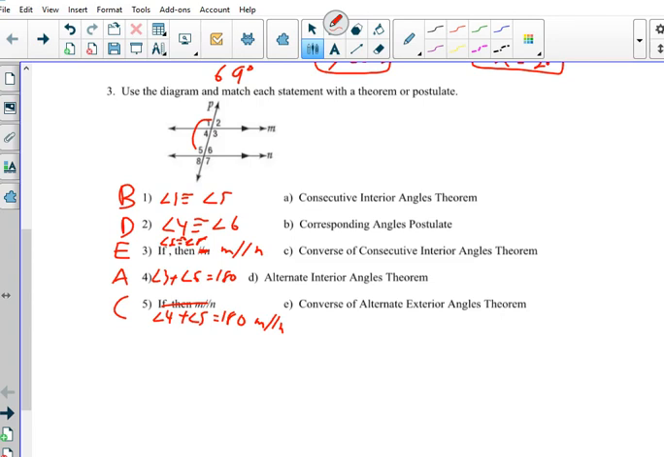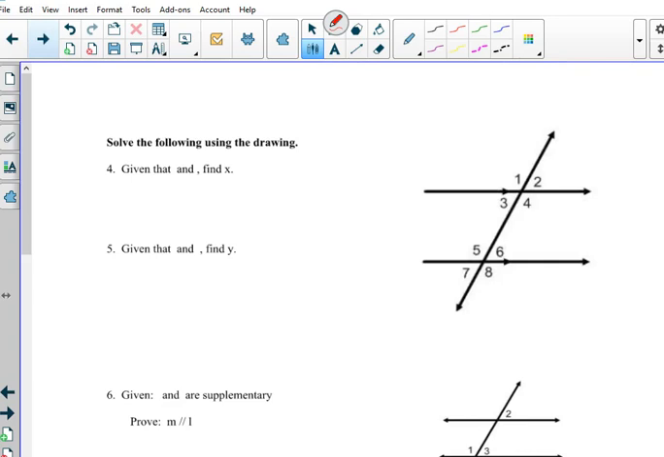Okay, so you notice these two are converses of each other. Okay, number 4. It's printed right. Looks pretty good. Missing some information, aren't we? It says, given that measure of angle 1 is equal to 11x plus 33, and measure of angle 5 is 15x plus 5.